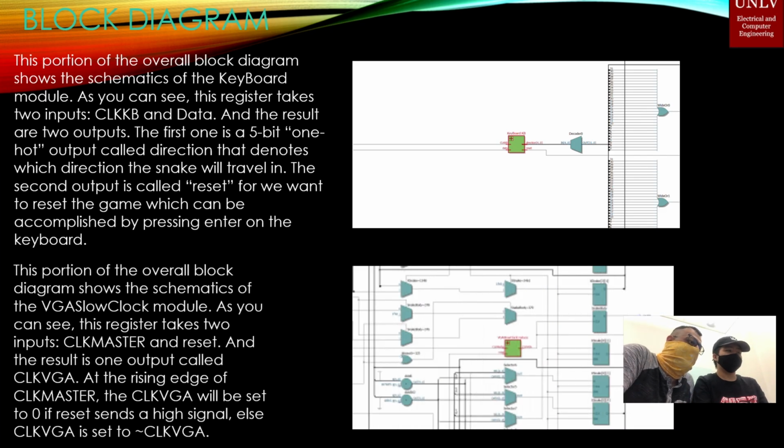This portion of the overall block diagram shows the schematic of the VGA Slow Clock module. As you can see, this register takes two inputs, clock master and reset, and the result is one output called clock VGA. At the rising edge of the clock master, clock VGA will be set to 0 if reset sends a high signal, else clock VGA is set to not clock VGA.